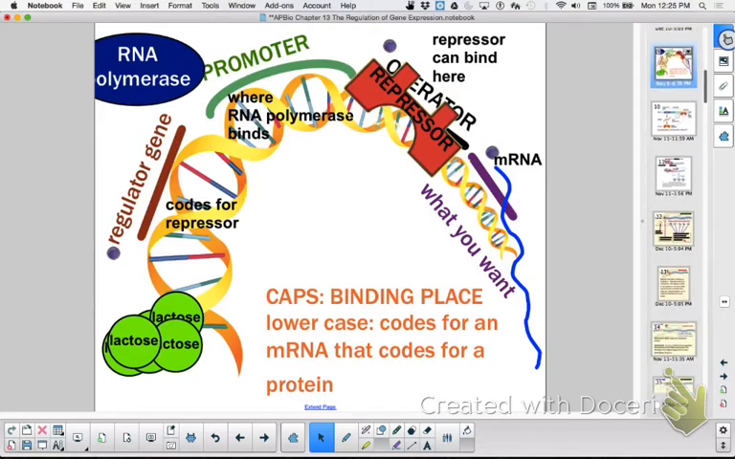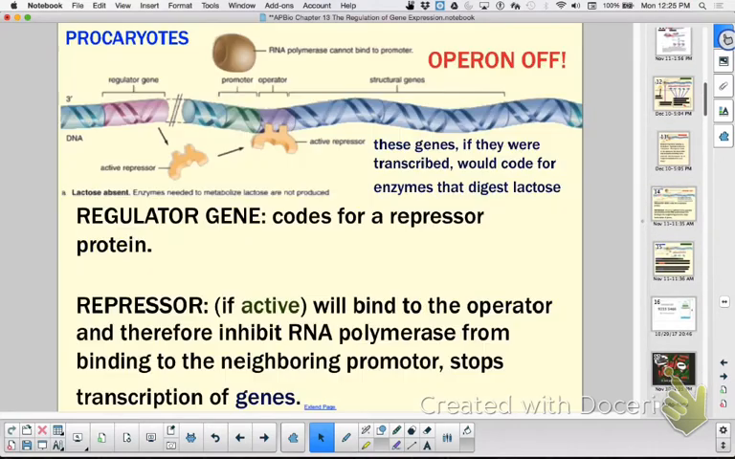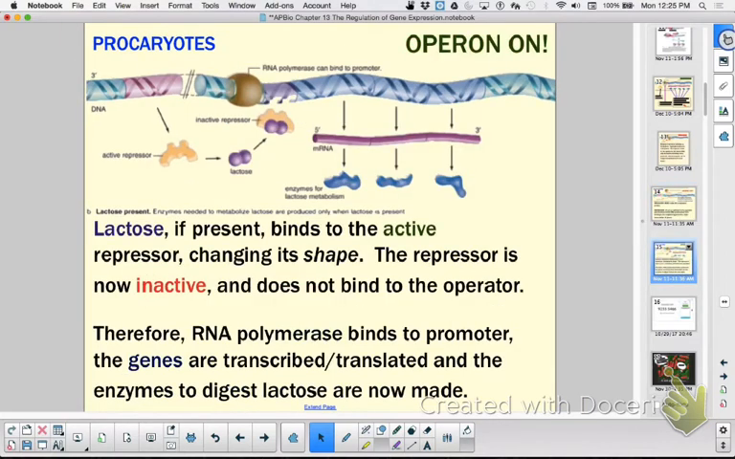Going back to that other picture I showed you, here's an active repressor. It's on the operator. Then in the second picture here, lactose bound to the repressor, removed it. Now RNA polymerase gets on the promoter, transcribed into mRNA. This will be translated into enzymes that can help digest lactose. Now, another example, okay, this was an inducible.